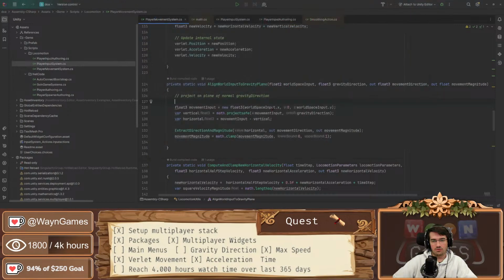Do I need to do a component-wise projection? So that's what I'm doing.